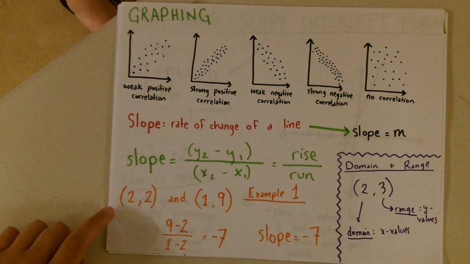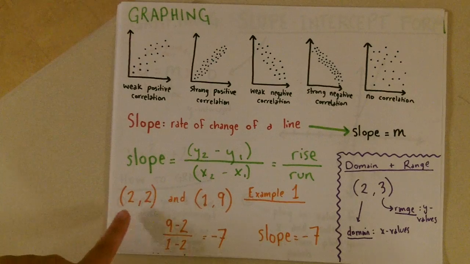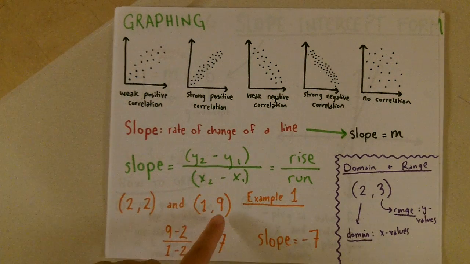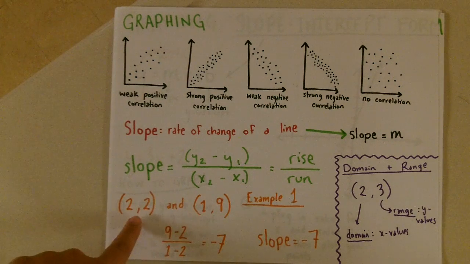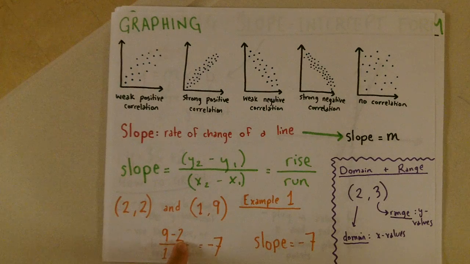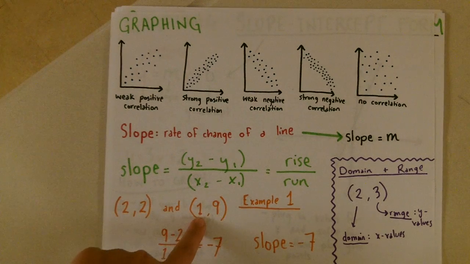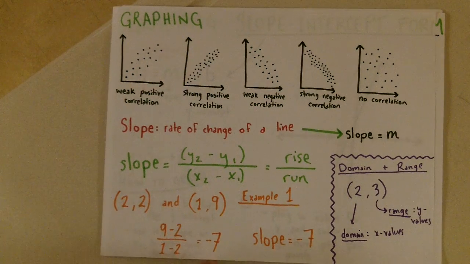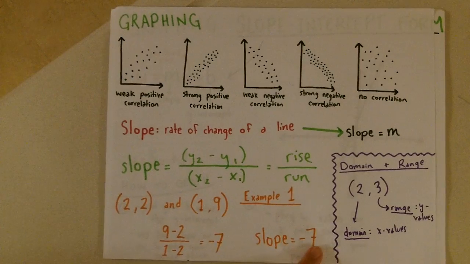So we're going to do an example here. So if you have these two ordered pairs, right? 2, 2, and then 1, 9. You're going to take your y2, so that's 9, and then your y1, which is 2. And then do 9 minus 2 here, which obviously is 7. And then you take your x2 and then your x1 and subtract those. So you end up with 7 over negative 1, which is the same as negative 7. So your slope here would be negative 7.